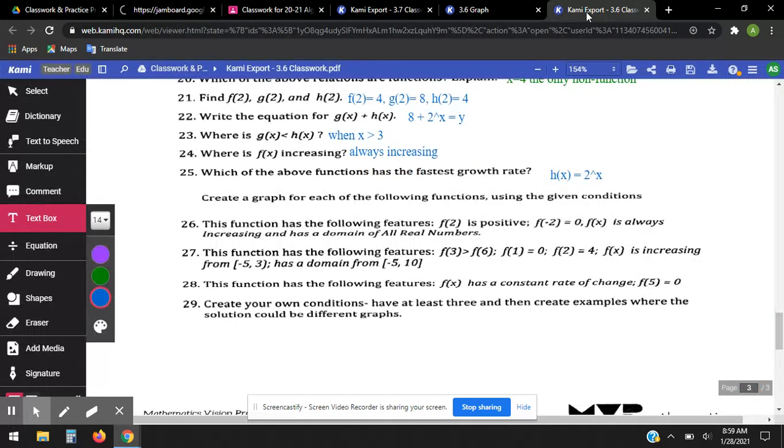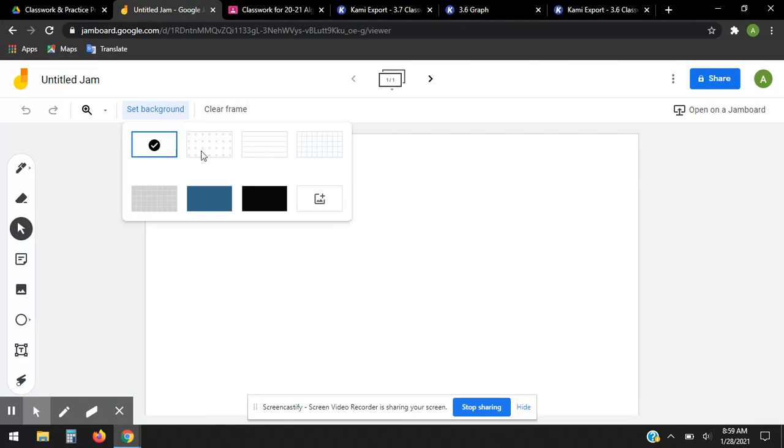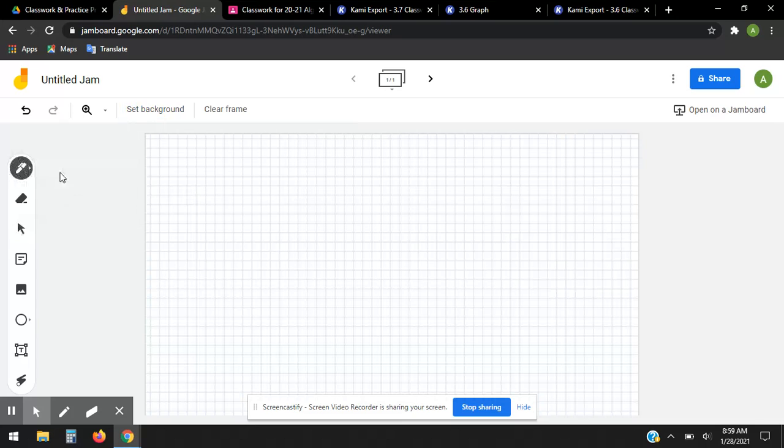All right. So in making this one, it says this function has the following features. So we are supposed to come up with a graph that does some of these things. So f of 2 is positive, f of negative 2 is 0, f of x is always increasing and has a domain of all real numbers. So let's go ahead and just start a graph on here so we can see what we've got. I'll go ahead and do it in black. All right, so we're going to see if this is going to let me draw again.